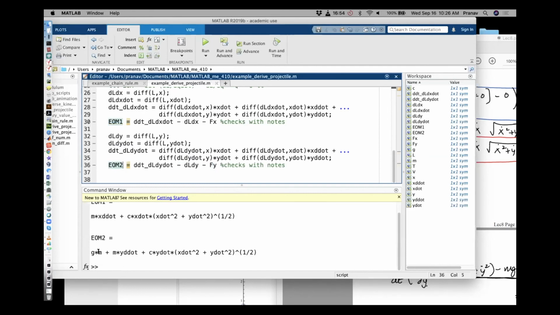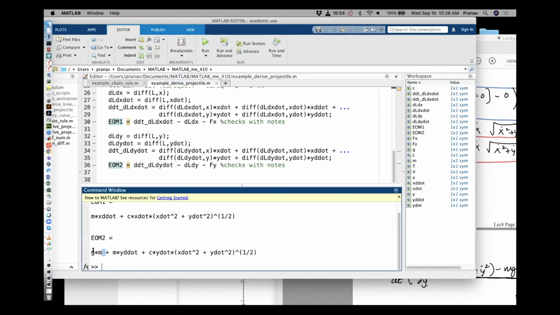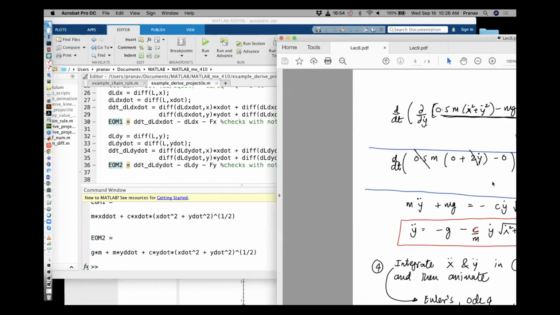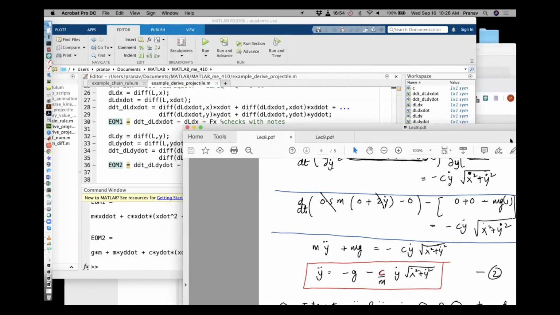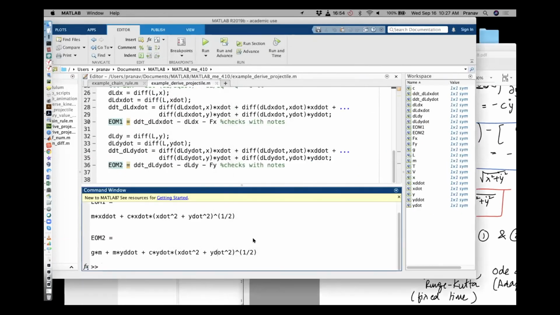And then you get a slightly more complex expression for EOM2. The only difference here is that you see there's an additional mg term, which comes in the second equation. If you see this equation, you see there's an mg term. Okay, so this is what I got over here. If you move this term to the right, you have m y double dot, which is here, plus mg, which is there. And then you have this term, which when you move to the left side is positive. So that's what you see in the last term. So this is probably an easy way of deriving the equations. You don't have to do the math.